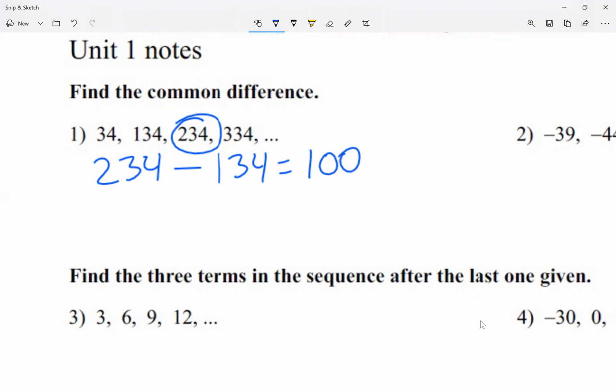Now you probably can see 34 plus 100 equals 134, plus 100 equals 234. I keep on adding 100. So now here where it says find the common difference, my answer will just be 100. Right? I expect the answer to just be numerical, but just 100. Now let's take a look at question number 2.